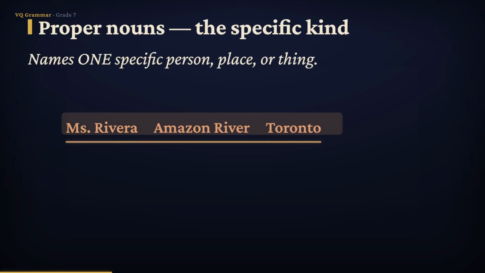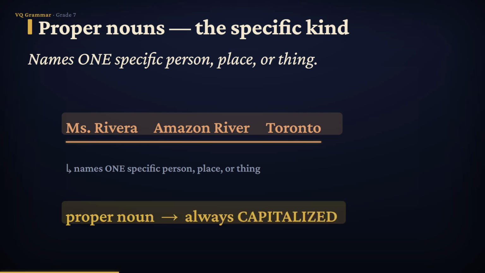Now the second type, the proper noun. A proper noun names one specific person, place, or thing, and it always begins with a capital letter. Instead of any teacher, we name one, Ms. Rivera. Instead of any river, we name the Amazon River. Instead of any city, we name Toronto. Notice how each one points to a single particular thing, and notice the capital letter standing proudly at the front. That capital letter is the signature of every proper noun.